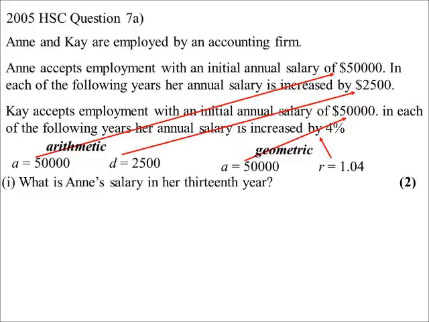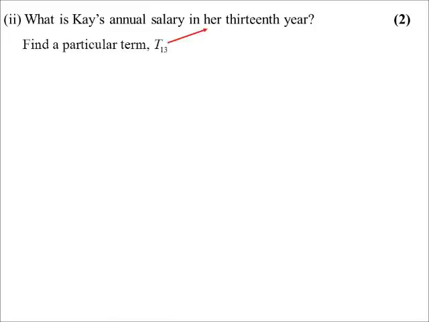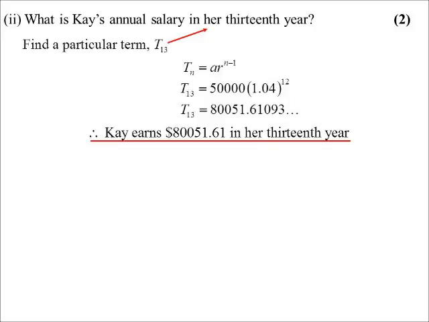First question. In the 13th year, what is Anne's salary? So we want to find term 13. a plus n minus 1 d. Substitute in: $80,000. So, all right, term 13 in the geometric one, subbing in.